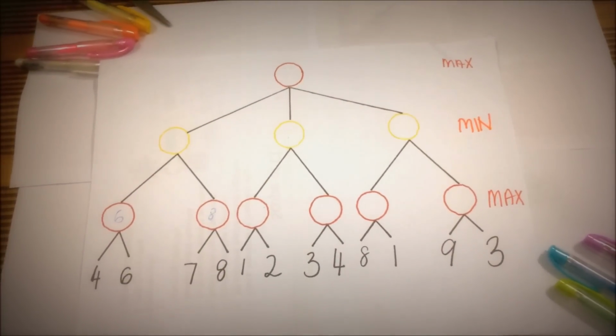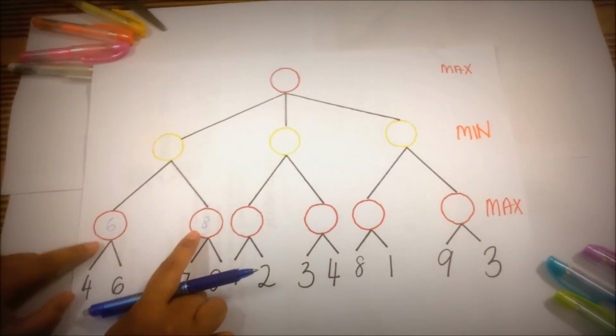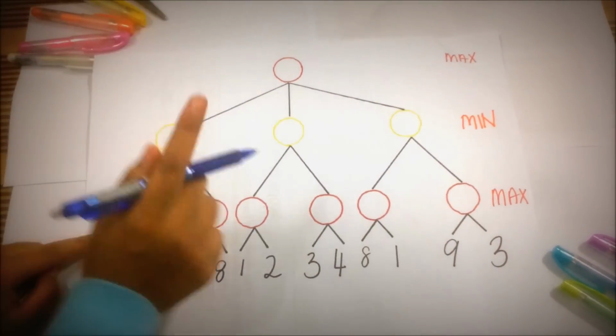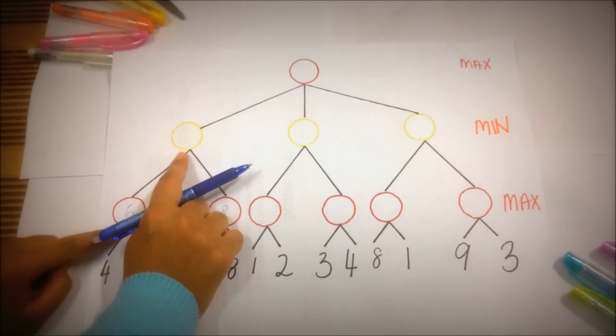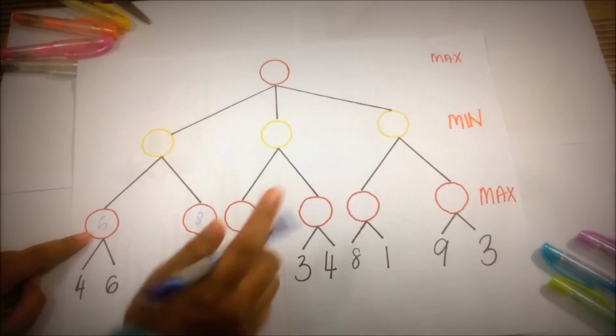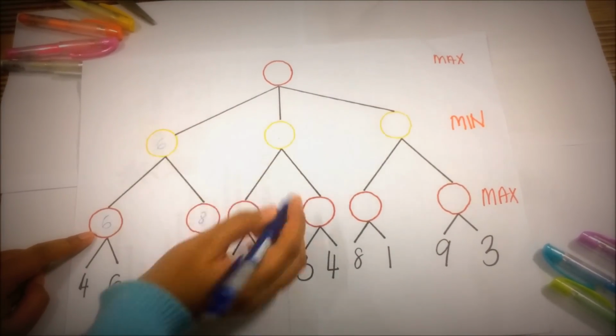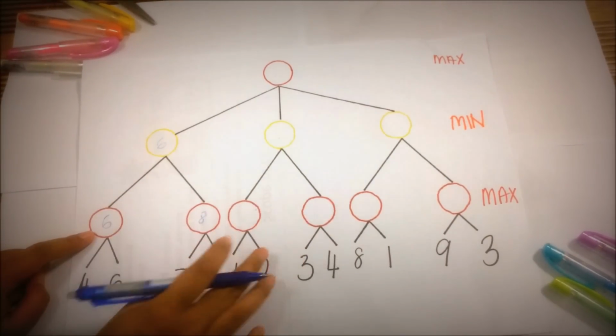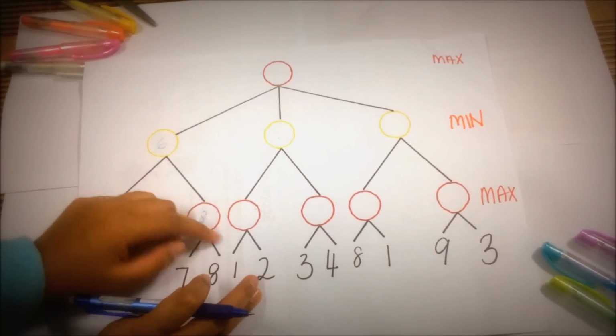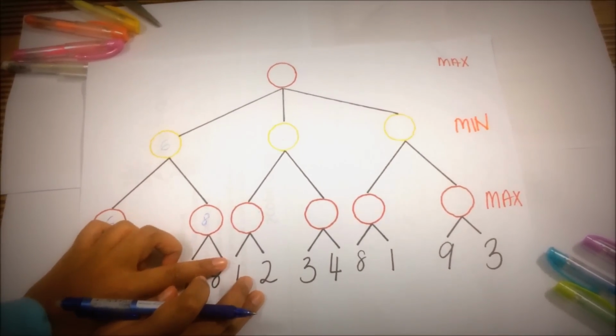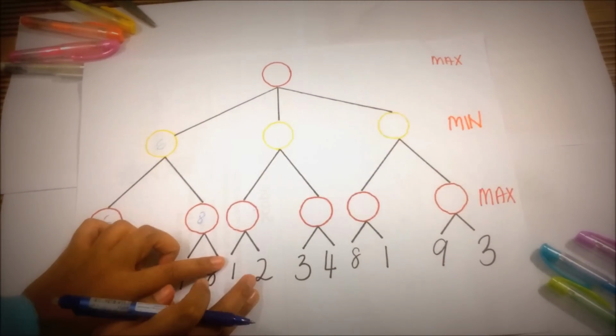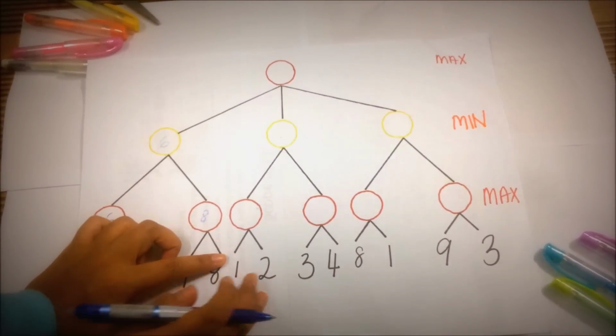For a minimum ancestor, it will take the minimum value among its children. For this case, the children are 6 and 8. 6 has the lesser value, so 6 will be the next minimum ancestor. Moving on to the next subtree.